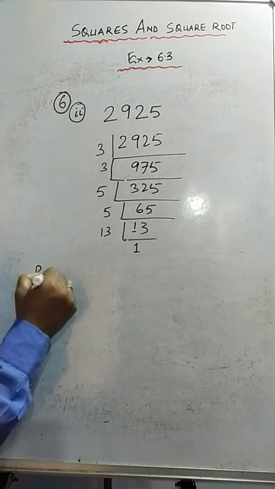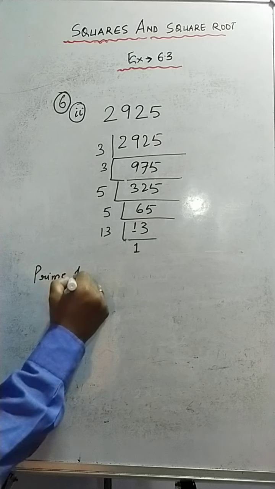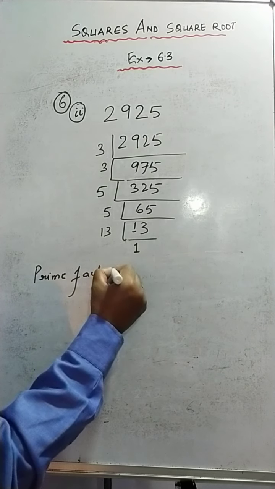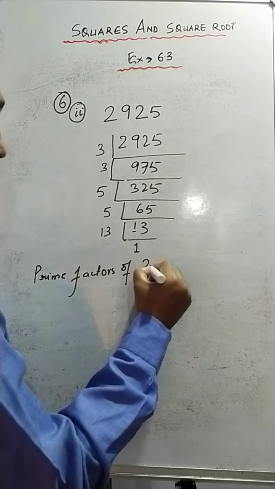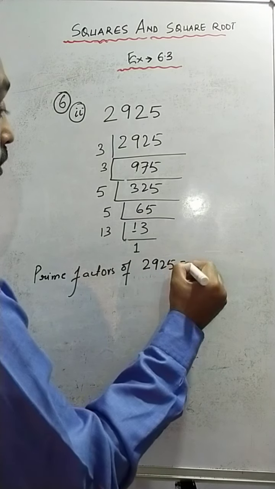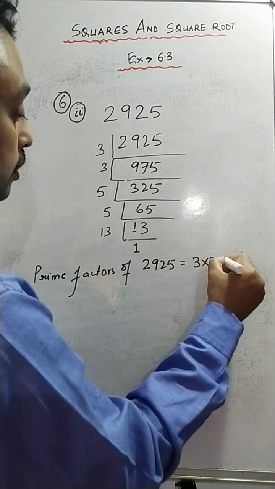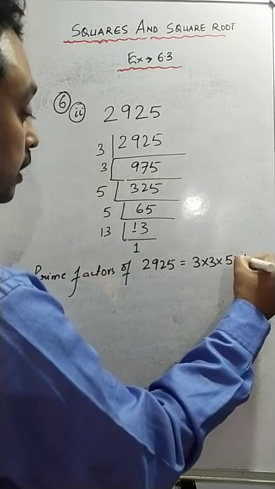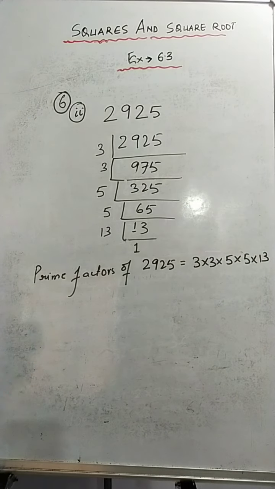So prime factors of 2925 is equal to 3 into 3 into 5 into 5 into 13.